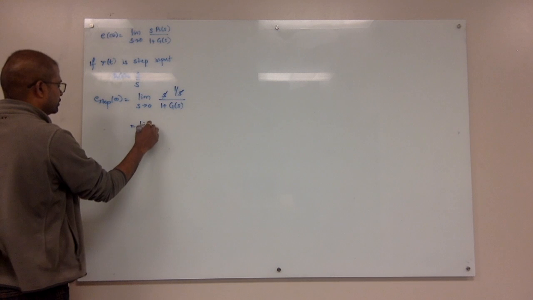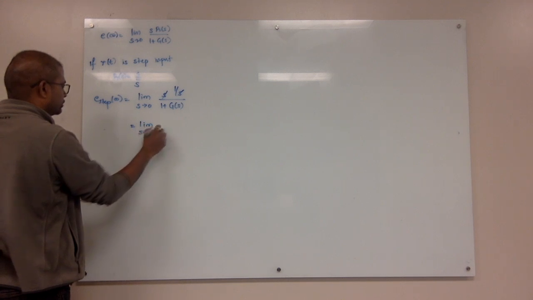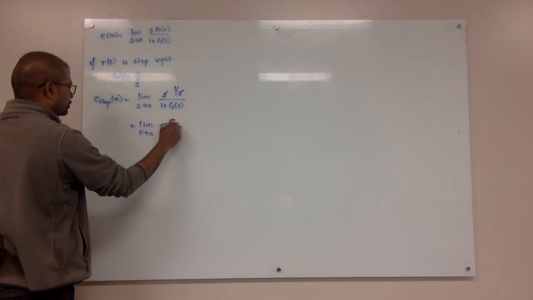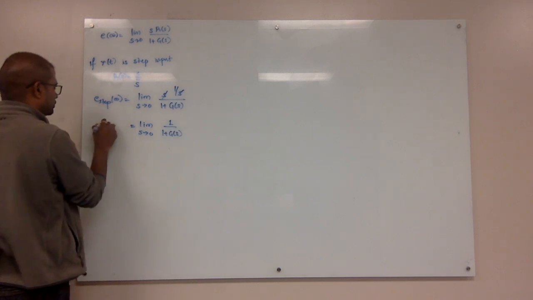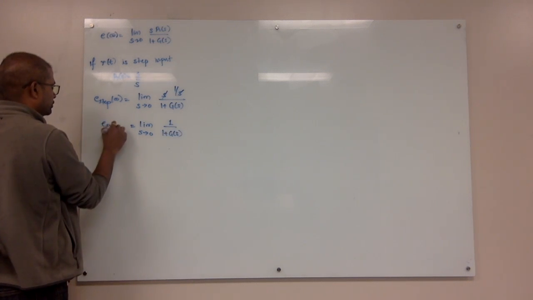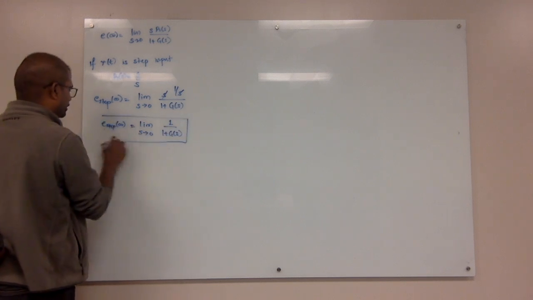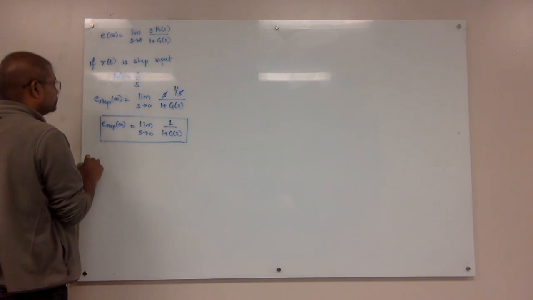So this becomes 1 plus the limit as s tends to 0 of 1 over 1 plus G. Can you break that apart? Can you make it 1 over 1 plus 1 over G of s? No, you cannot break it like that. Okay, maybe I can brush up my algebra.